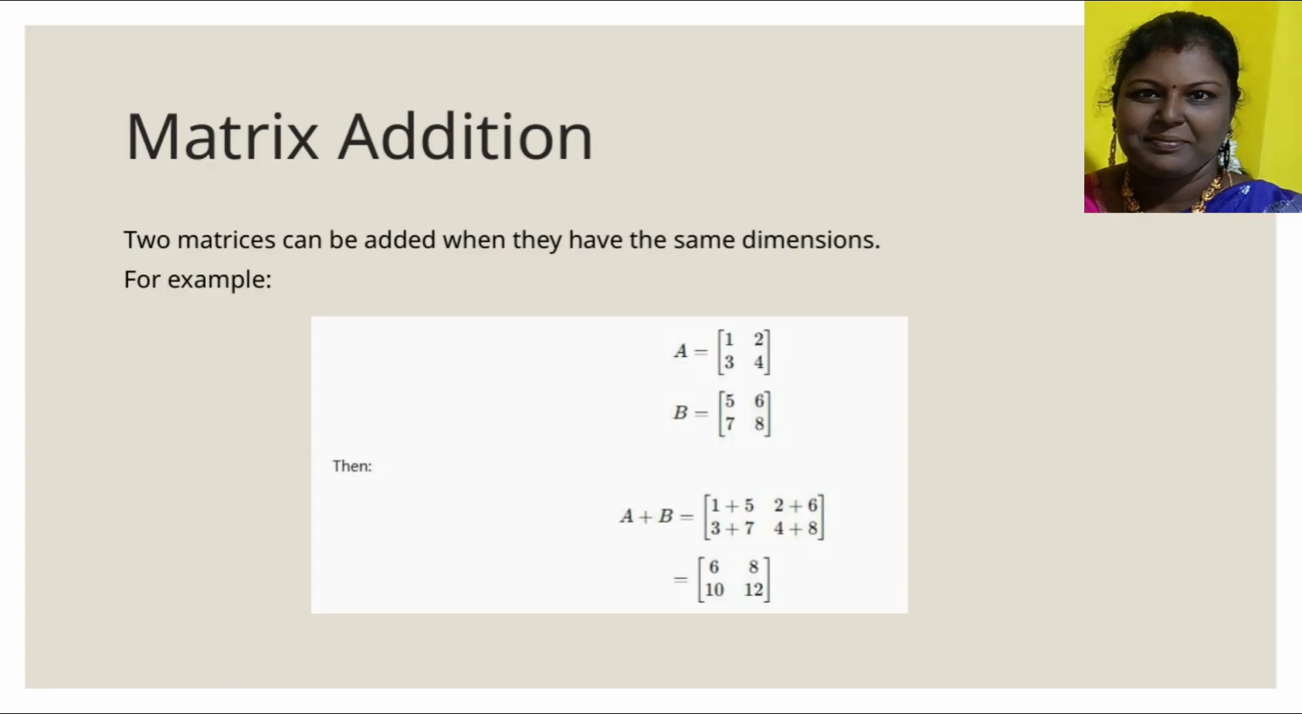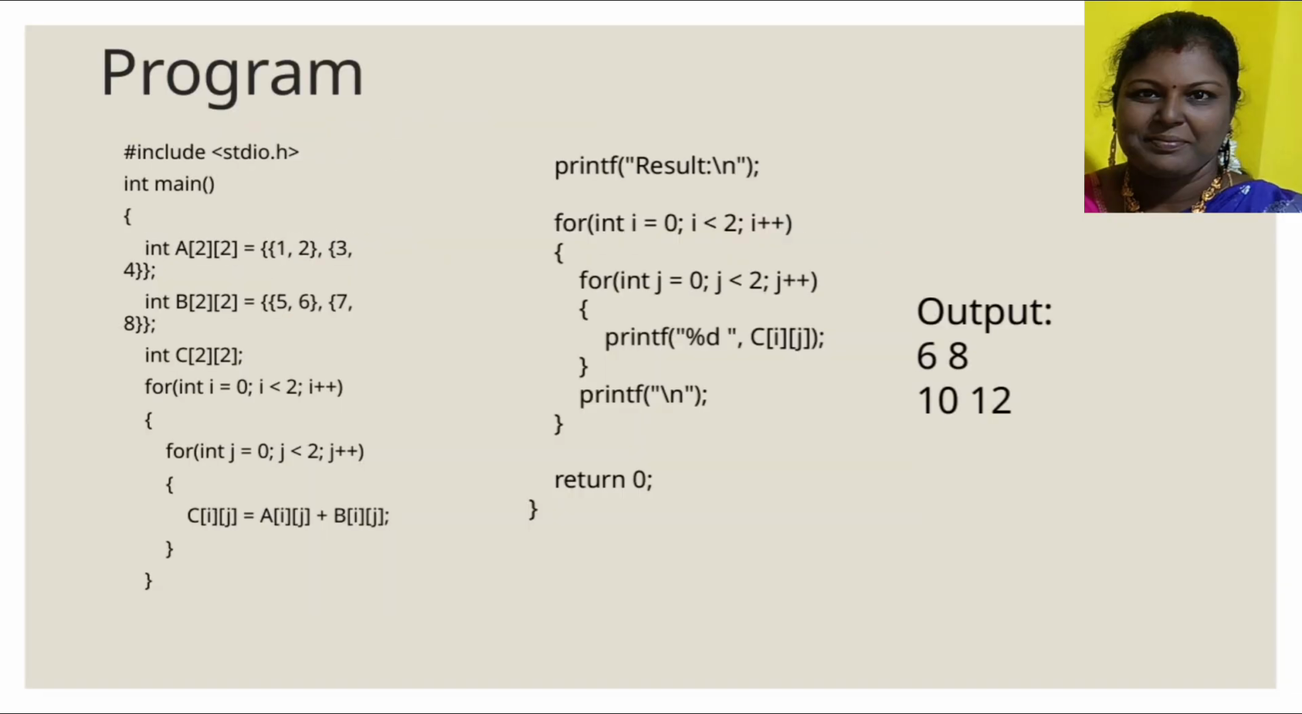Here, we see a simple program that adds two 2x2 matrices. The code starts by defining the matrices A and B with their values. Then, it creates a new matrix C to hold the results. Using nested loops, it adds corresponding elements from A and B, storing the sums in C. Finally, it prints out the resulting matrix, showing the combined values. This example illustrates how we can work with multi-dimensional arrays and loops to perform basic matrix operations in C.